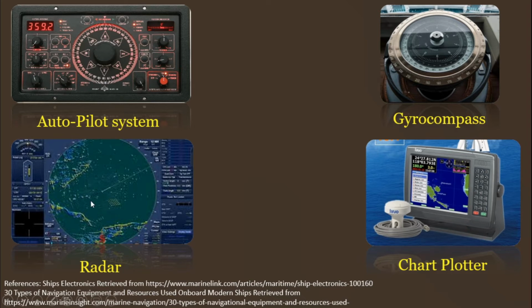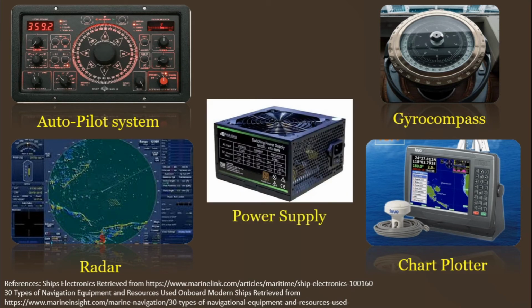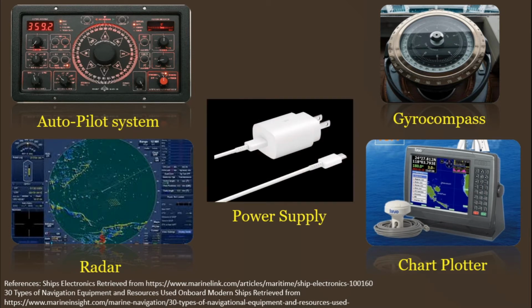For the purposes of the engine department and this basic electronics course, ships also utilize several power supplies. But this picture of a power supply may not be familiar to you, so let's change it to something that is common. A cell phone charger. This charger is actually a direct current power supply. We will be dissecting and learning about the various sections of a DC power supply as part of this series.